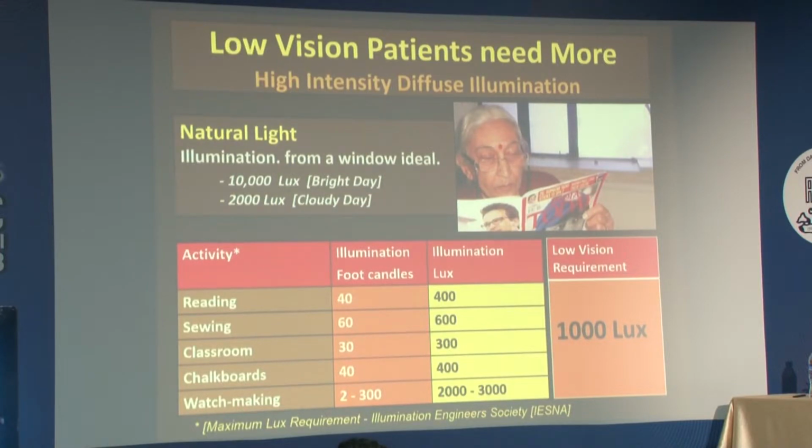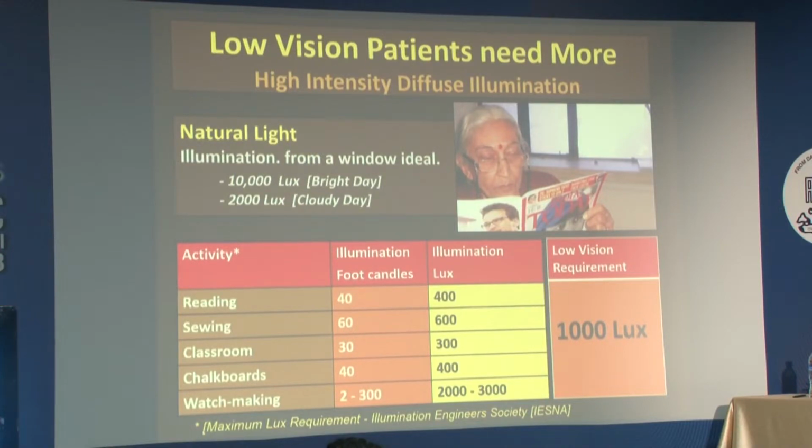Likewise, low vision patients will require a higher amount of illumination than normal patients. So the table over there shows you the normal illumination required for daily tasks. Reading requires about 400 lux. Classrooms require about 300 lux for normally sighted people. But people with low vision will require much higher illumination, somewhere around 1000 lux to begin with. High intensity diffuse illumination of 1000 lux is what most low vision patients will require, and this will help them break through the mistiness of their vision.